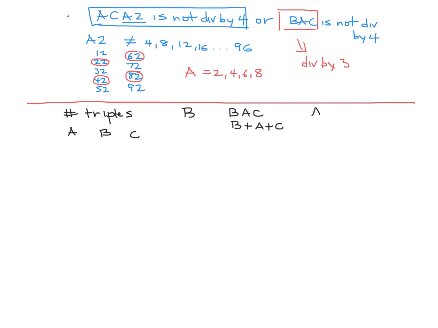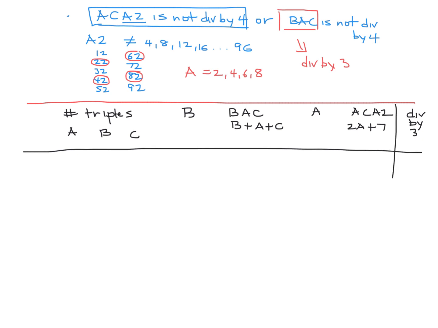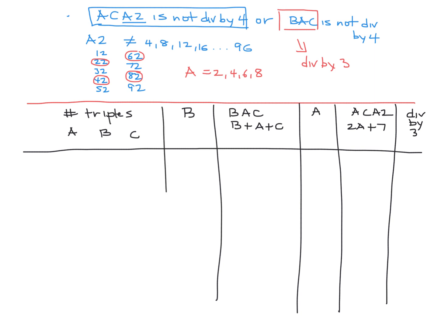And then the value for A. And then for ACA2, it's the sum of the digits. So that's 2A plus 7, right? Because C was established as being 5. And then we're going to see if it's divisible by 3. I think that should cover it. And I'll walk you through this, of course. Okay, let's see what we got.